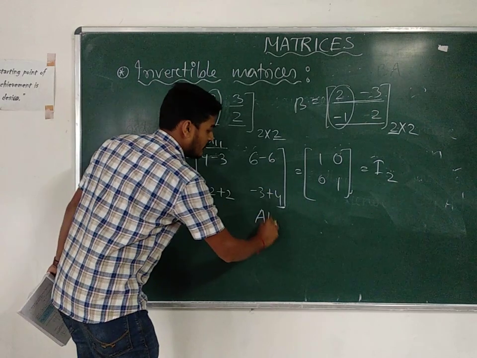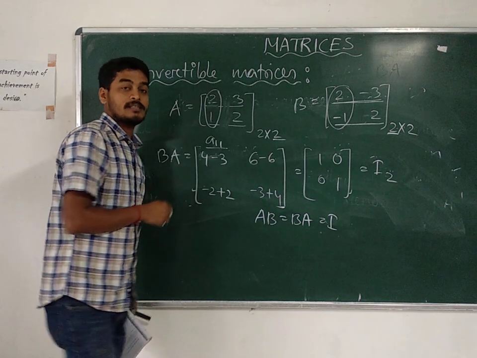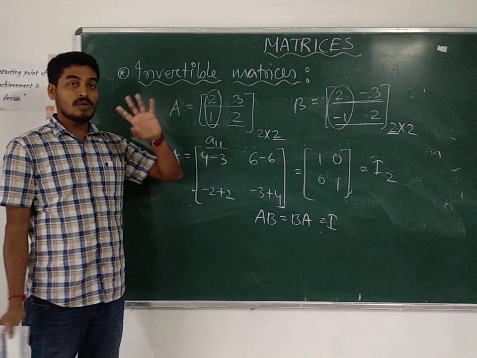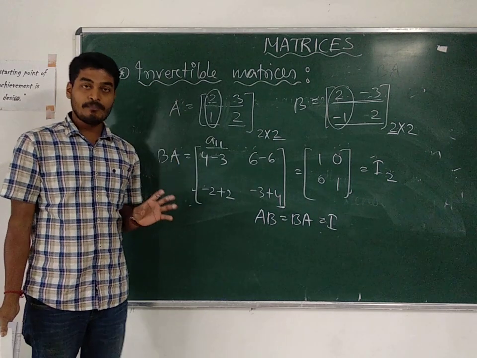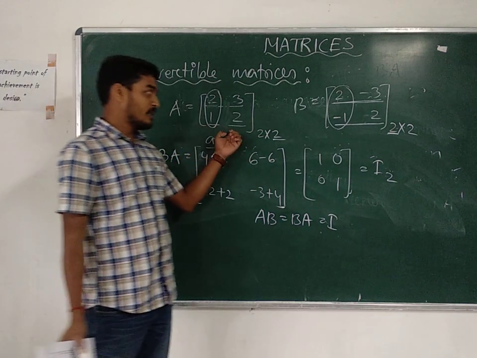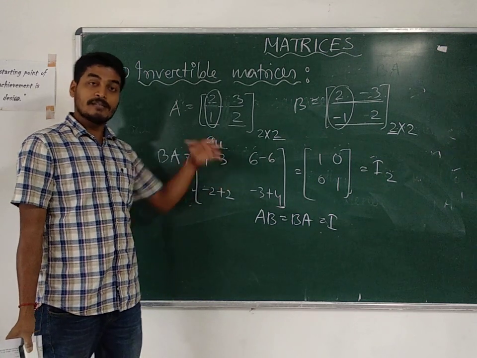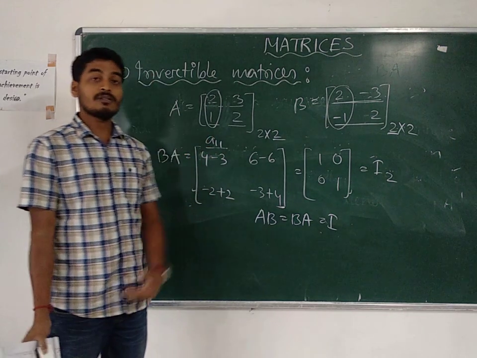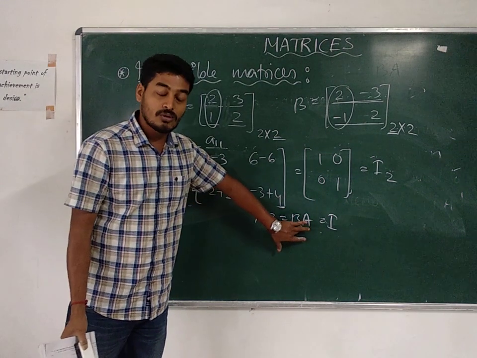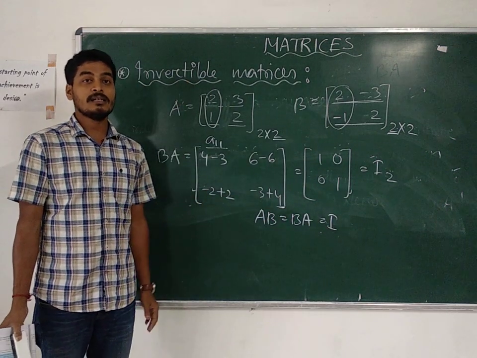As AB is equal to BA is equal to I, therefore B is the inverse of A as well as A is the inverse of B. I think you have got my point. What is actually an invertible matrix? To be invertible, the matrix should be a square matrix. If A is a matrix of order 2 by 2, then B is also a matrix of order 2 by 2. That means the inverse matrix will have the same order. Under what condition can we say they are invertible? When their product AB is equal to BA and is always equal to an identity matrix. Then we can say that one of them is the inverse of the other.